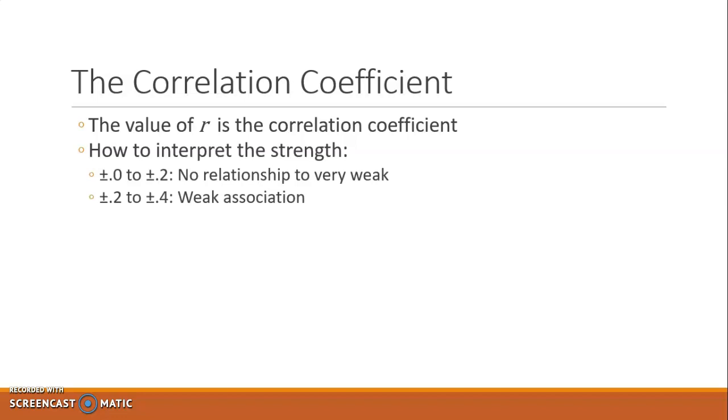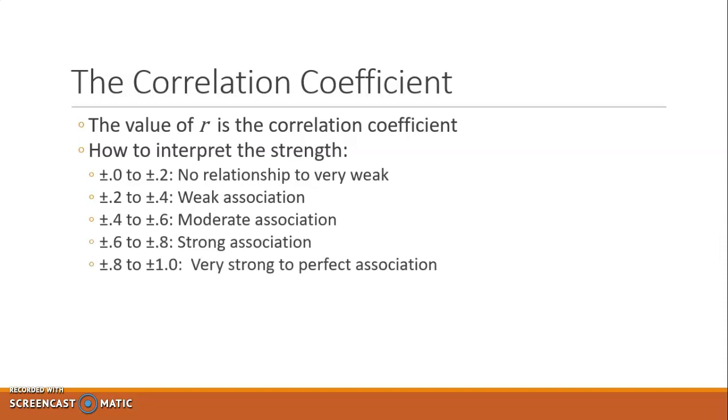A 0.2 to 0.4, plus or minus for both, is a weak association. 0.4 to 0.6 is a moderate association. Psychologists are very happy if they find this level, by the way. It may seem small, but it's not. 0.6 to 0.8 is strong, and 0.8 to 1 is very strong to perfect, and we almost never find those. Those are very rare. It is possible to find some correlations that high in psychology, but like I said, it tends to be very rare.